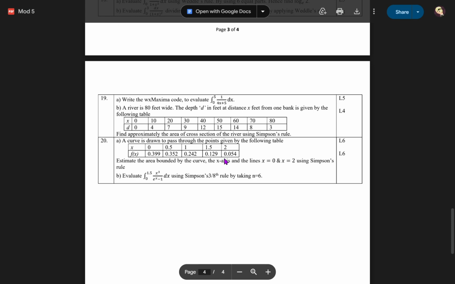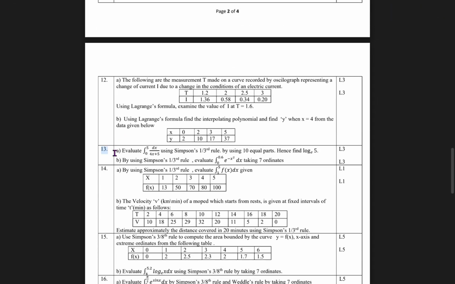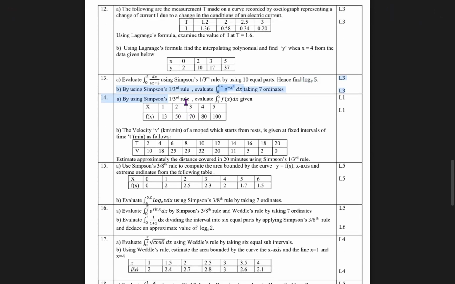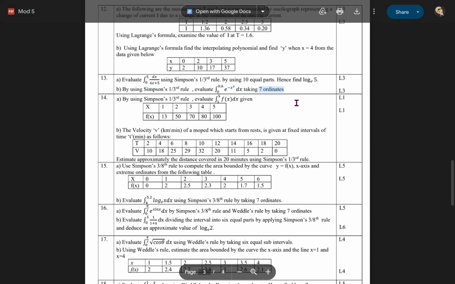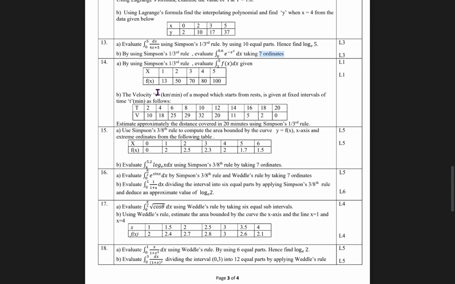Okay, so every question in this question bank where Simpson starts from question number 13 has the same procedure. Now this is the question which I solved, 10 equal parts, find log 5. The next question is taking 7 ordinates, using Simpson one-third rule. Now 7 ordinates, as I did in the 3/8 rule, to find n you basically take the formula as number of ordinates minus 1. Here they have made it even easier. They have given us the table directly. All you have to do is just substitute this table in your formula.